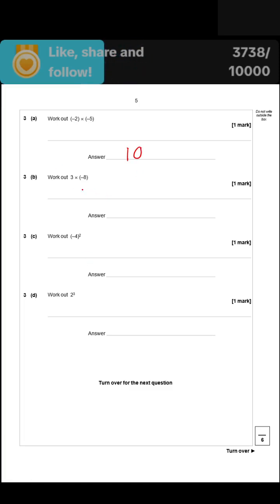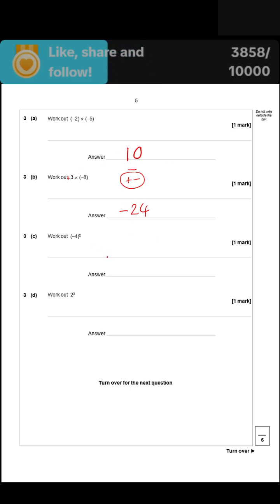On to the second one, we've got 3 times by -8. So, yep, we get -24 for that one. Again, if you're not too sure, do the numbers first. 3 times by 8 gives you 24. We have a positive number, we have a negative number. If we have different signs, it gives you a negative answer.